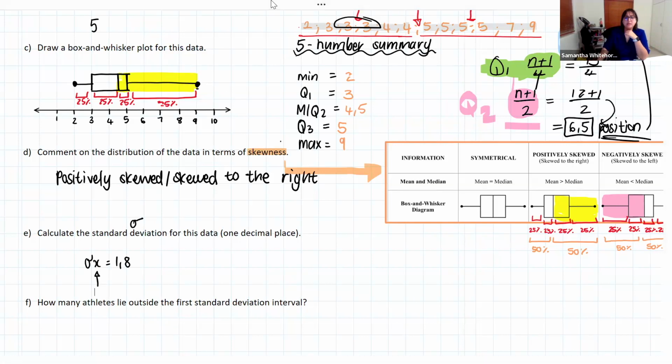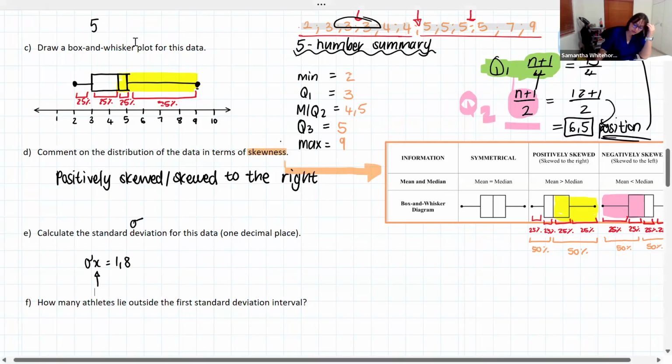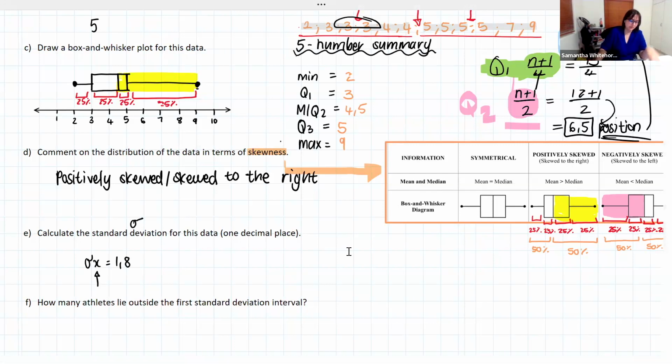Right, and now question F is what we would say is a complex question, but honestly really is not. Okay, so this is the question that we often fumble on because I think we don't understand what it's asking. So it says, how many athletes lie outside the first standard deviation interval? Now, firstly, what does that mean?